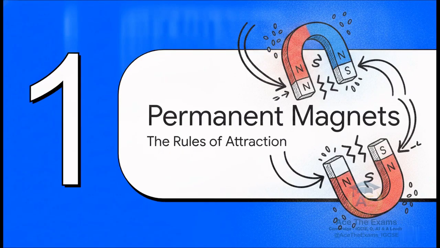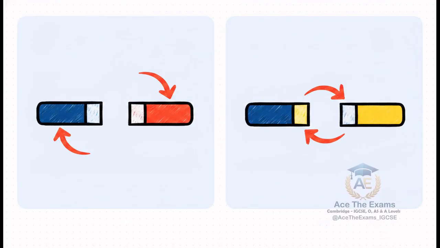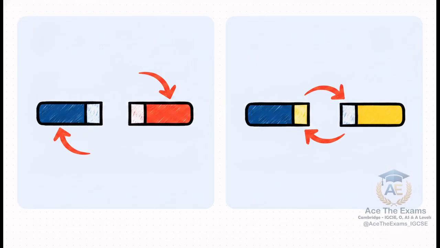Section 1. Permanent magnets and poles, the rules of attraction. Let's lay the groundwork. So the fundamental rule of magnetism, and this is something you just cannot negotiate with, is how poles interact. Like poles repel and unlike poles attract. It's really that simple. If you try to force two north poles together or two south poles, they're going to actively push each other away.